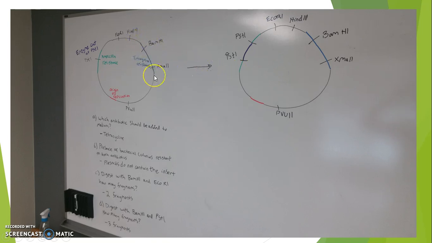because this tetracycline part is still intact. So if the plasmid was incorporated, the bacteria would grow because it has tetracycline resistance.